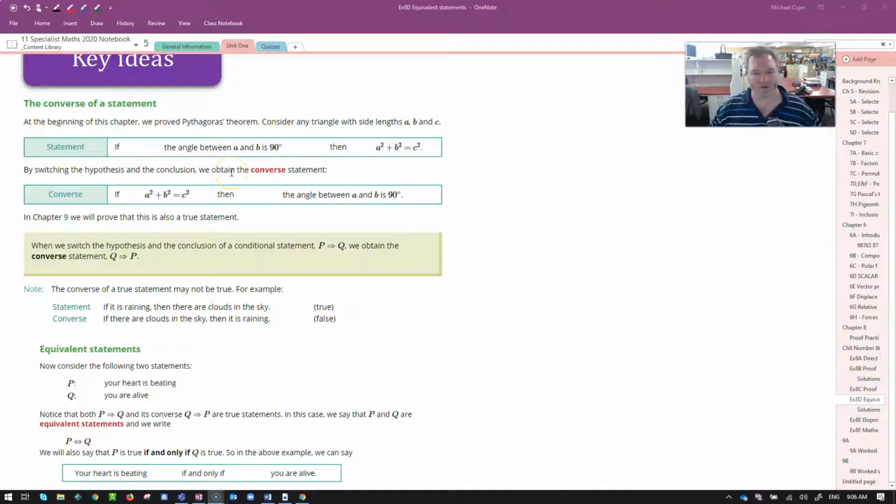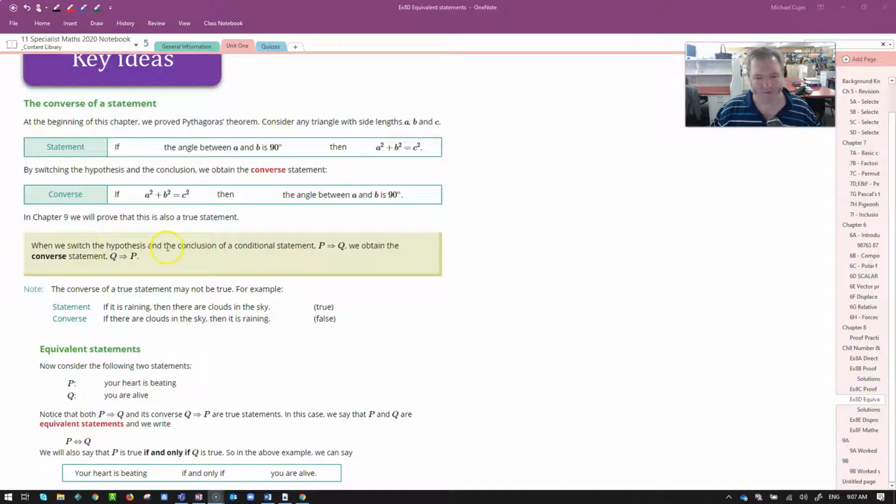We can have true statements and false statements for statements and converses. We'll have a look at the cases of each. Here's another example. If it is raining, then there are clouds in the sky. That is, although some people might like to argue it, it's probably true. You can't have rain without some clouds dropping the rain. So that's fair enough. However, the converse, if there are clouds in the sky, it is raining. Well, that's just not true, is it? So sometimes they will be true, sometimes they won't.